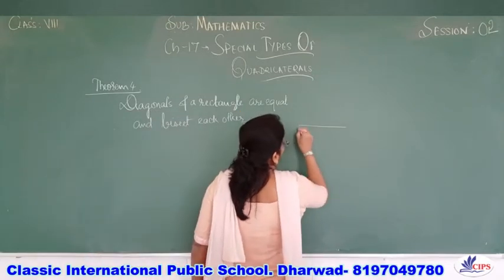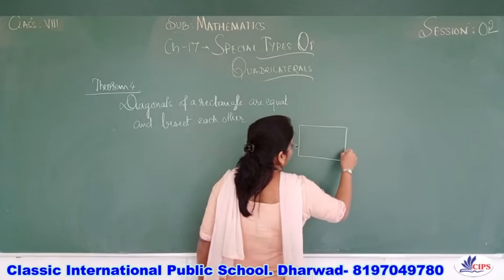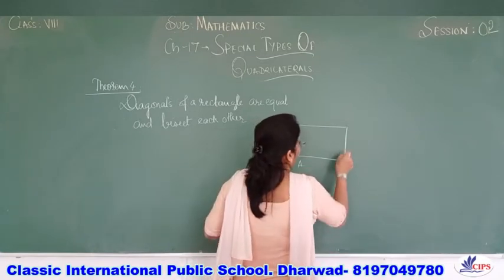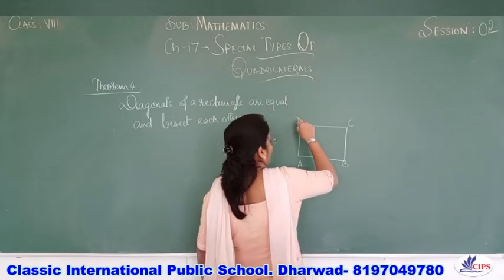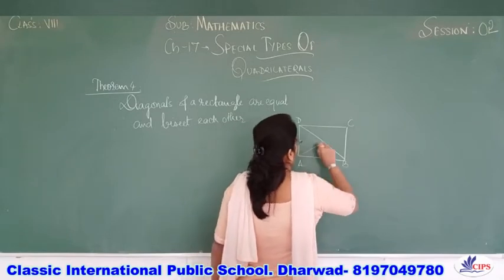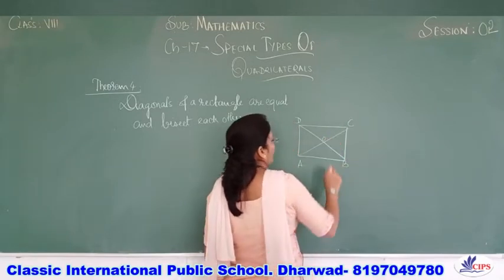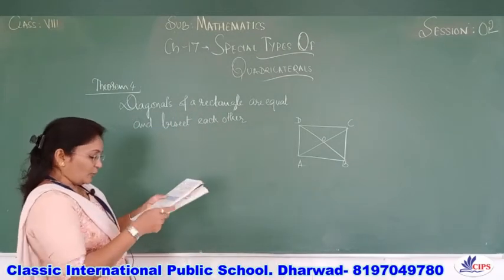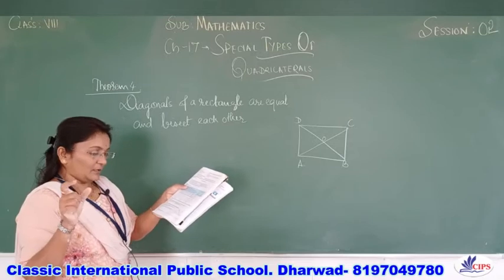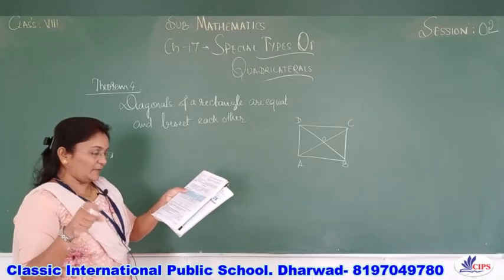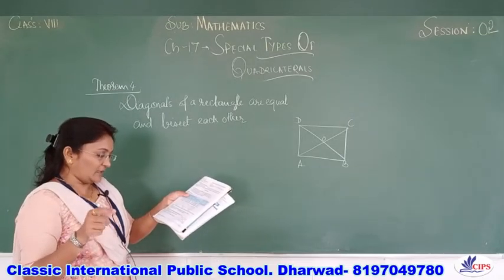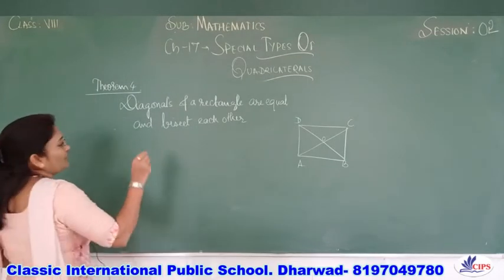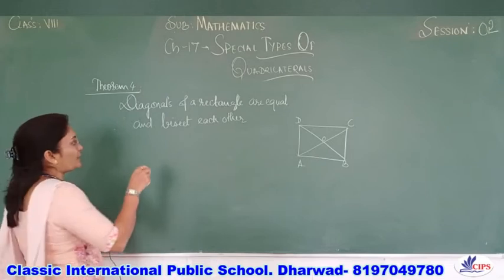Here I have drawn a rectangle. They have named it A, B, C, D, and they have drawn the diagonals AC and BD and they meet at point O. Now what is given there? What all they have given? They have given a rectangle ABCD with diagonals AC and BD and they are intersecting each other at point O. Given means what all they have given in the diagram, that we need to write.